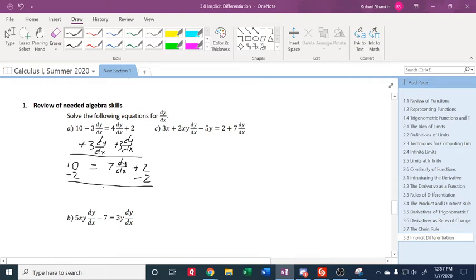And then I'm going to turn this equation around. 7 dy dx, I'll put that first. 10 minus 2 is 8. And then I divide both sides by 7, and I get dy dx equals 8 over 7.